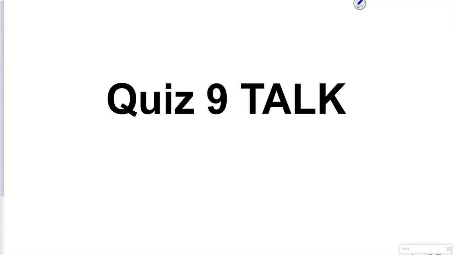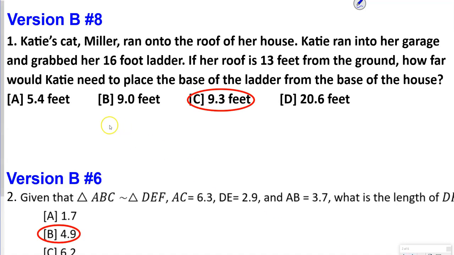Okay guys, so in this video today we're going to go over the Quiz 9 talk. That's the quiz we took the Friday before Thanksgiving break. First of all, if you have version B, this is number 8 and number 6 for 1 and 2.